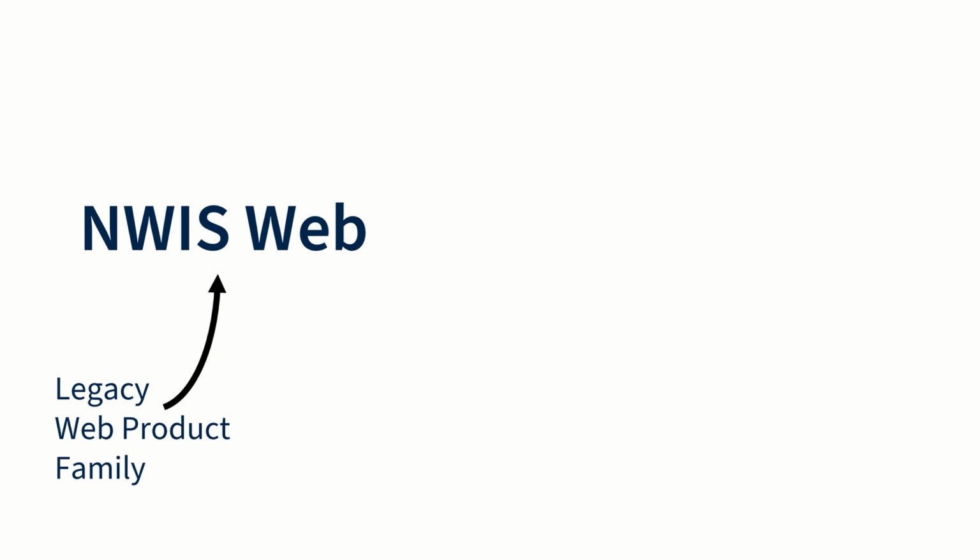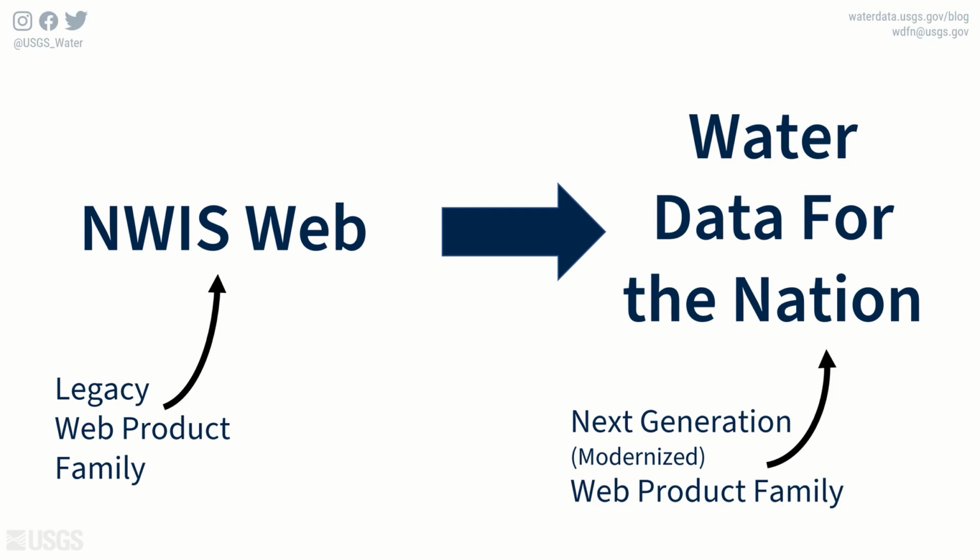The National Water Information System, or NWISWeb, hosts our legacy web products that have been around for decades, delivering crucial water data to everyone. But we're gradually replacing our outdated web presence with modernized data delivery products hosted by Water Data for the Nation. So let's talk briefly about our process of modernization so you can most effectively engage with us as we build these products for you.